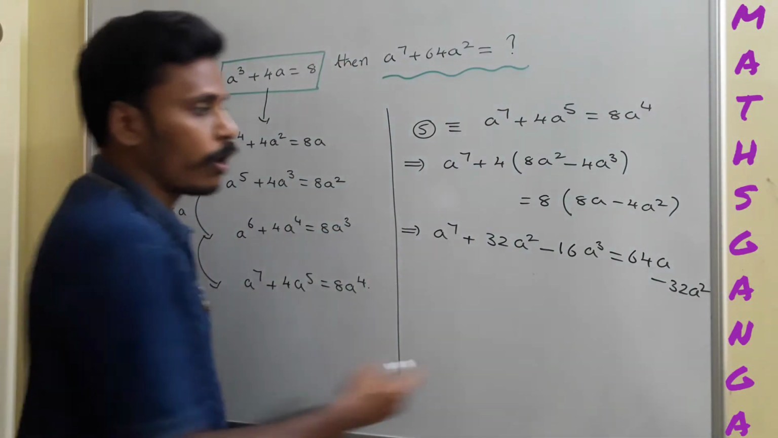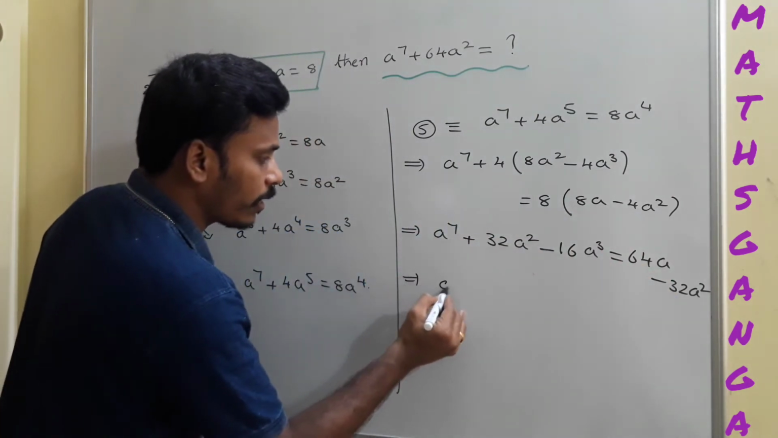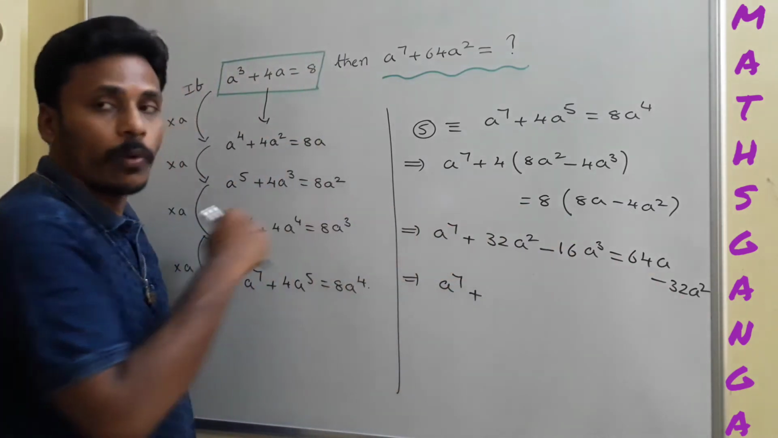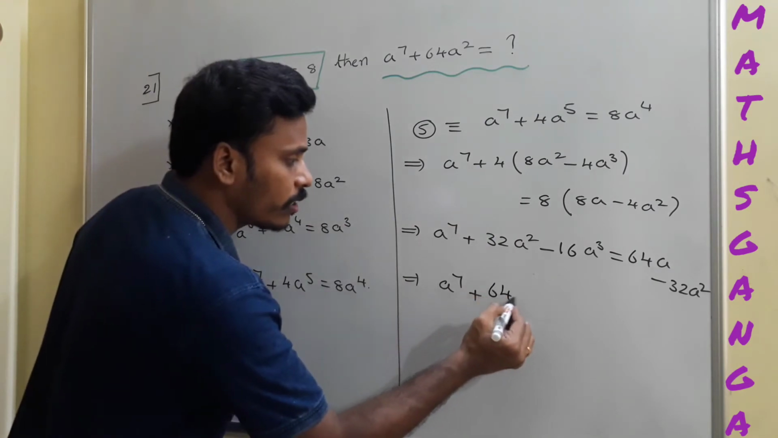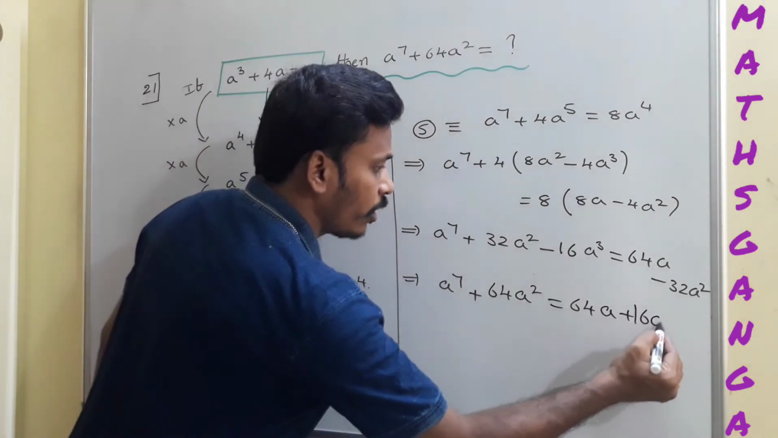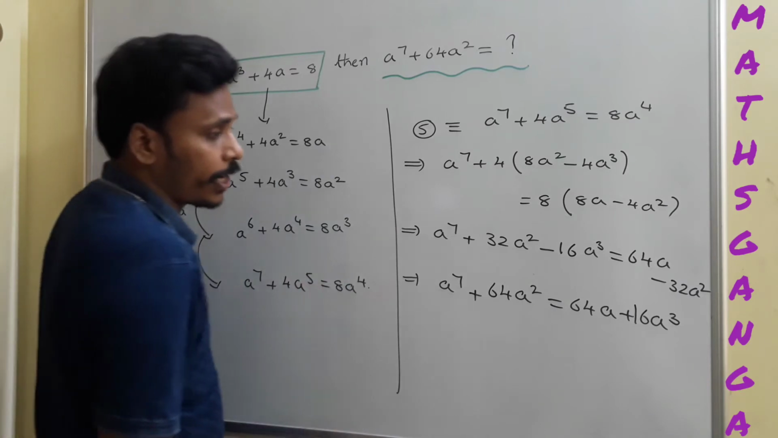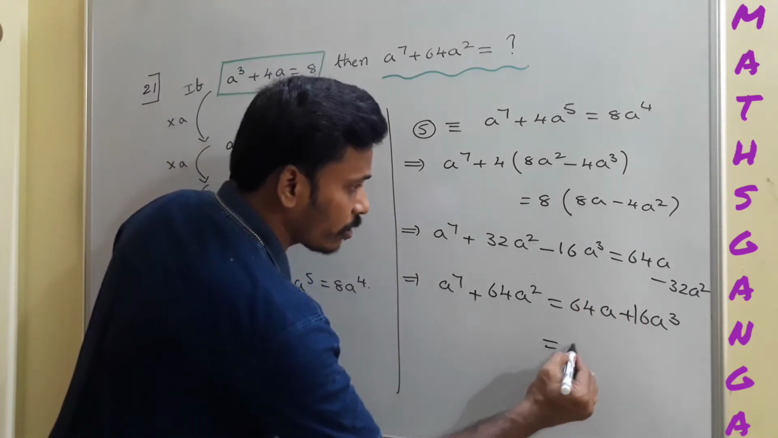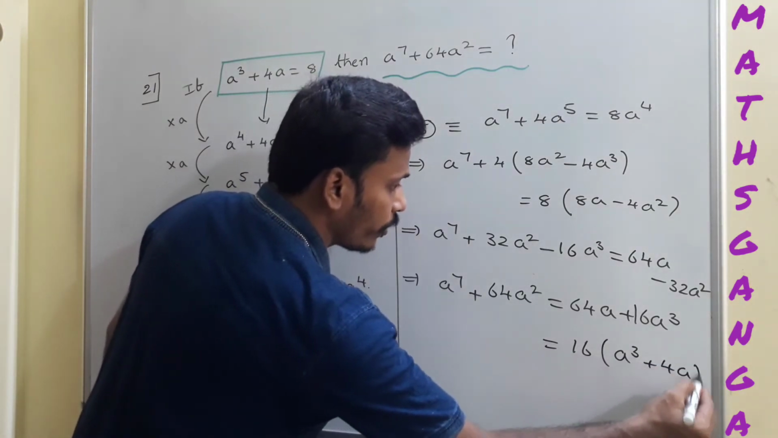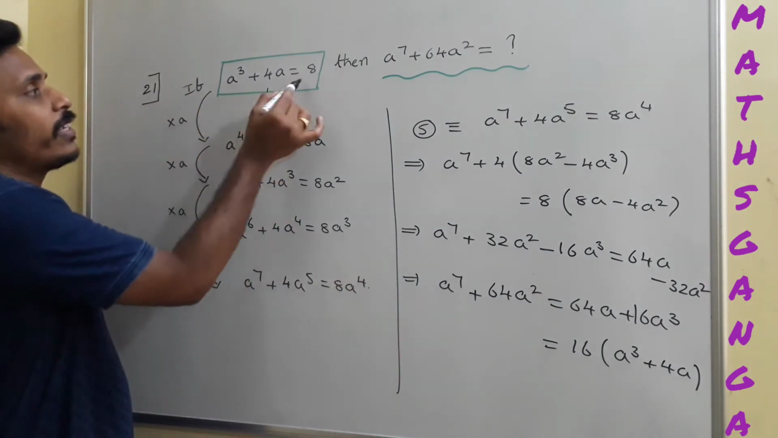Now it is very simple. Send this 32a square to this side and 16a cube to that side. We will get a power 7 plus, already 32a square is there and we are getting one more 32a square, totally 64a square, is equal to 64a plus 16a cube. Now just pay your attention. 64a plus 16a cube, if you take 16 common, you will get a cube plus 4a. Very interesting. And that a cube plus 4a is what? 8, as given.